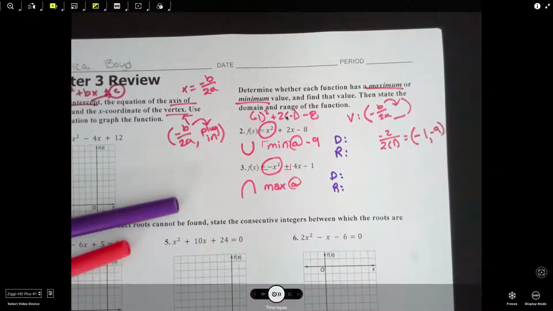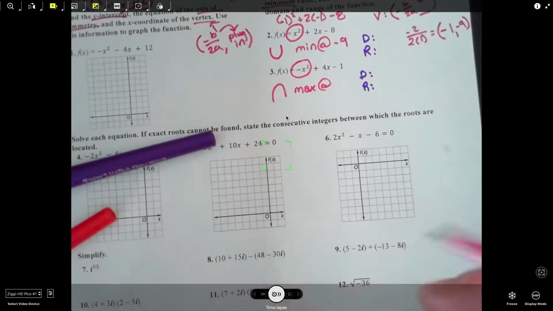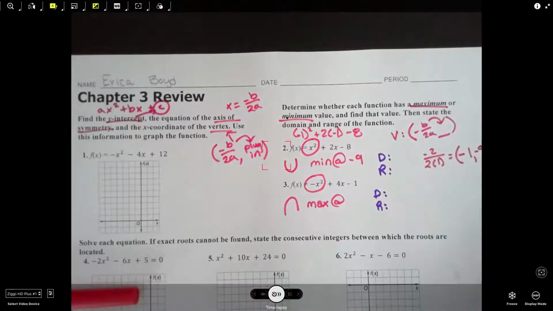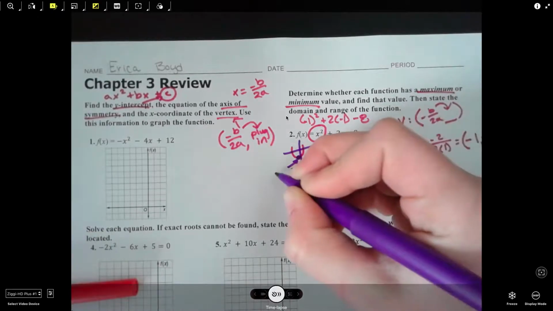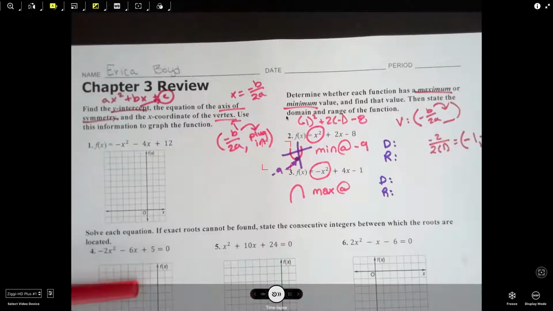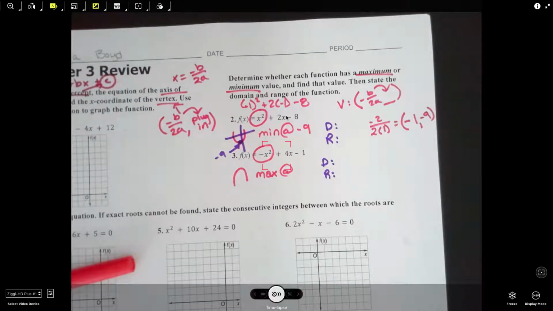Okay, domain and range. So this is what this looks like. If negative 9 is my lowest point, that means negative 9 is here. Domain is the x's. Wait, how do we get negative 9? This is the absolute lowest point. We plugged it back in and we found negative 9. That was the vertex, negative 1, negative 9. So the absolute minimum is the lowest point, which is at negative 9.